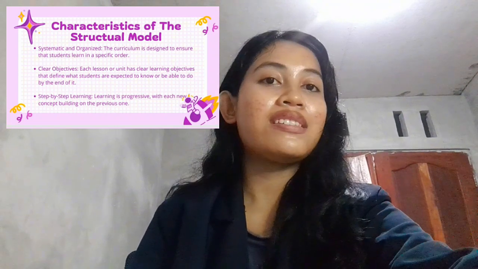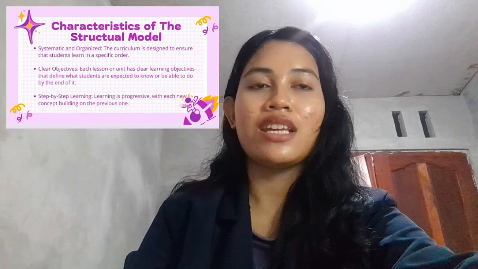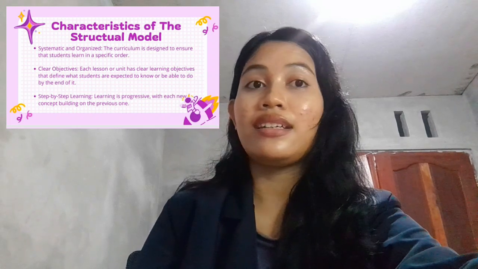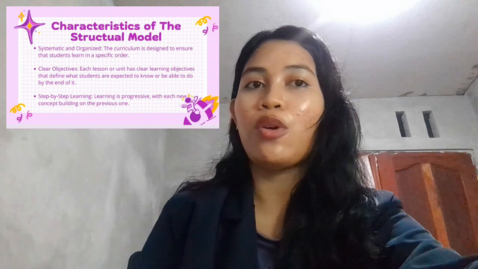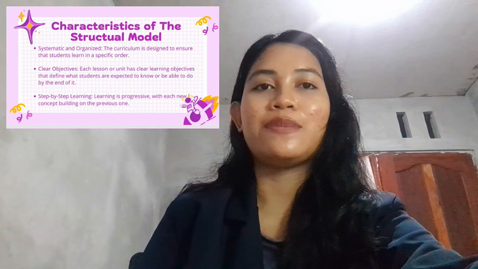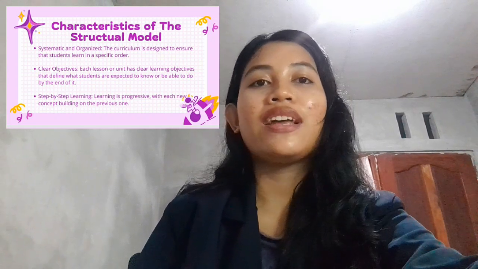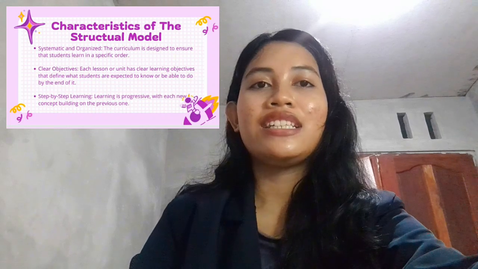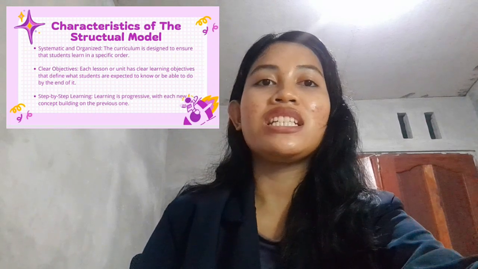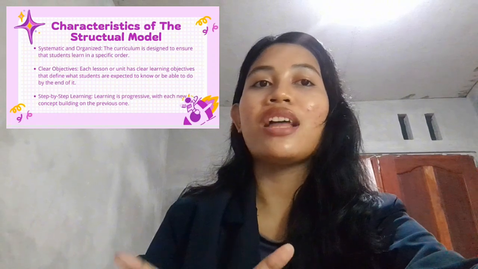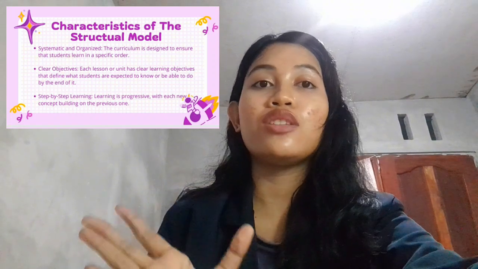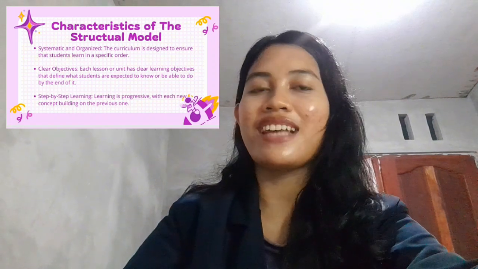The second one is that it has clear objectives. Each lesson or unit has clear learning objectives that define what students are expected to know or be able to do by the end of it. And it is also step-by-step learning. Learning is progressive, with each new concept building on the previous one. It is structured like a set of steps that lead students from simple to more complex ideas.